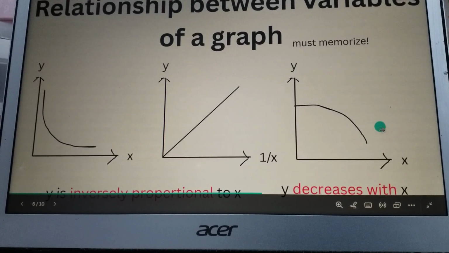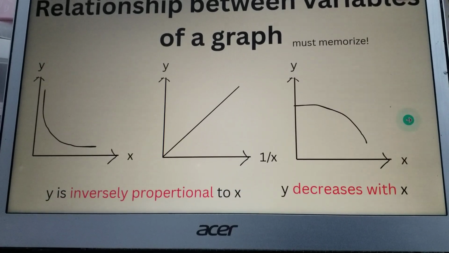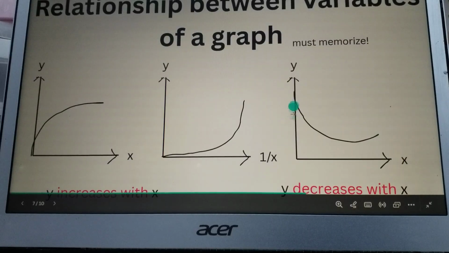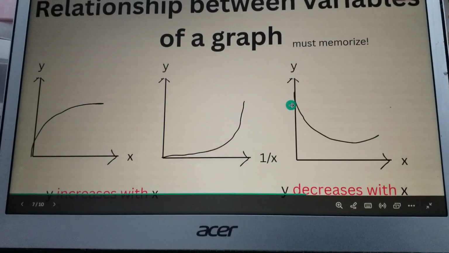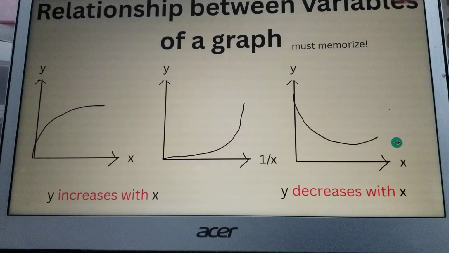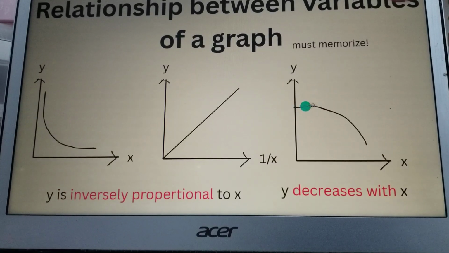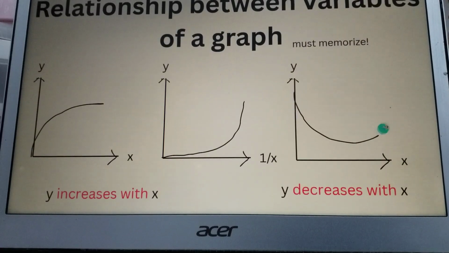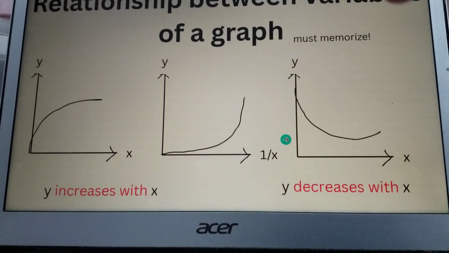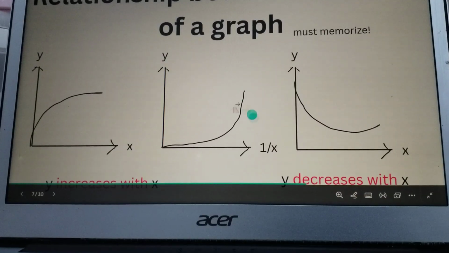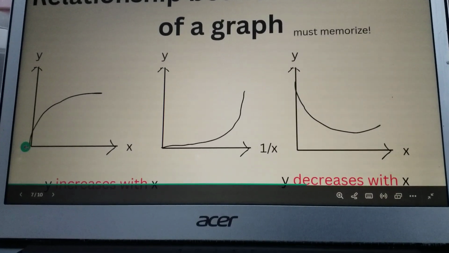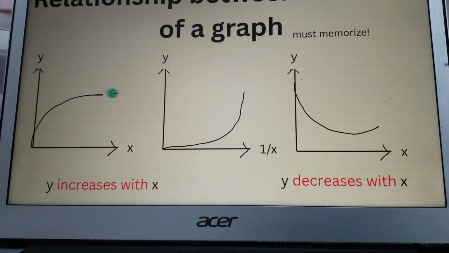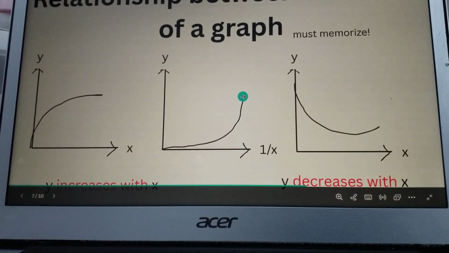It's just a curve. So y decreases with x. So when y increases, x also increases. Next. Okay, this one is also y decreases with x. It also starts from the y-axis and it also decreases. So you see, this one goes like this, and this one goes like this. It still decreases. Next, y increases with x. This too is y increases with x. So it starts from the origin, 0, 0, and it increases. This one, it also increases.